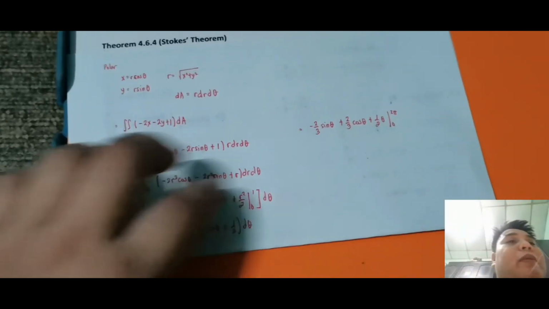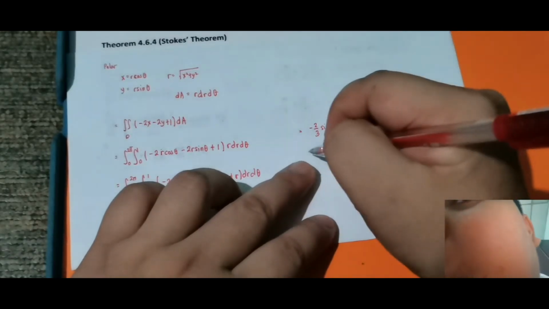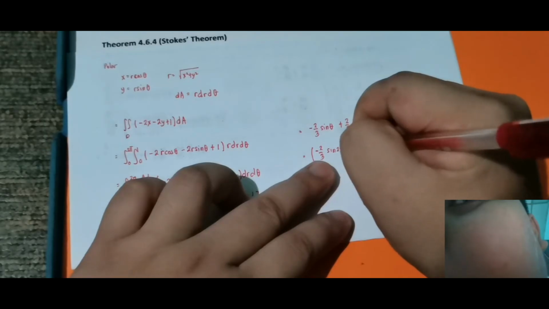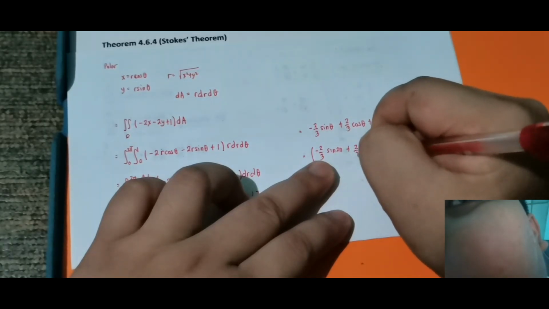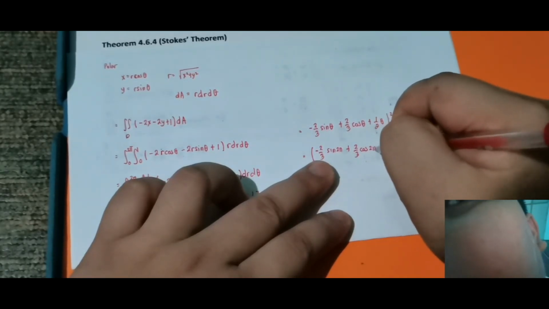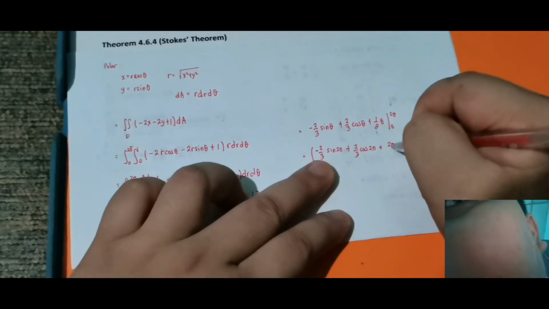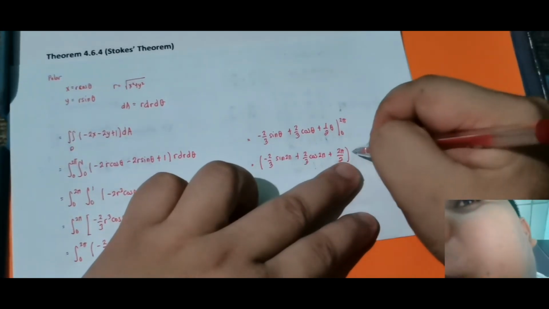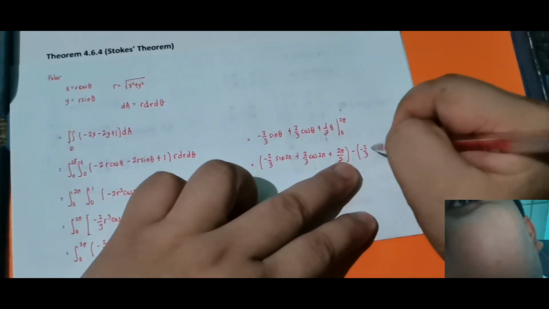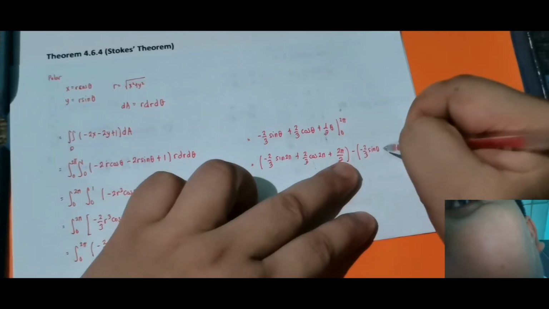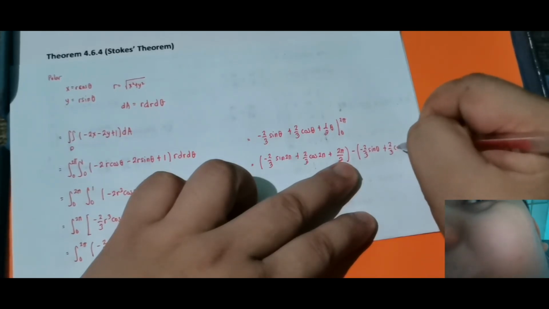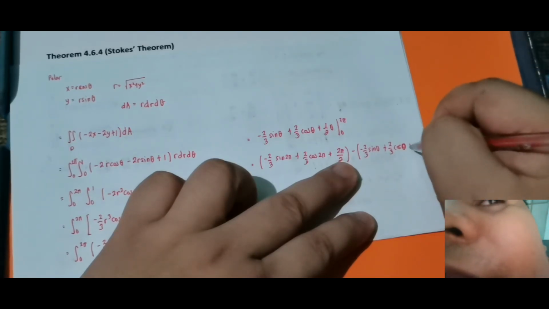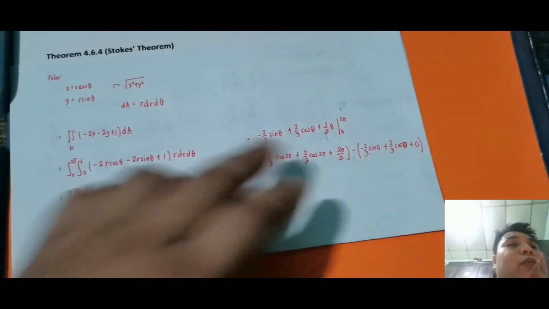Okay, so lastly, syempre i-apply natin yung mga yan, this is just simply negative 2/3 sine 2 pi plus 2/3 cosine 2 pi plus 2 pi over 2. O kasi 1 half theta o 1 half 2 pi. So this is just minus negative 2/3 sine 0 plus 2/3 cosine 0, then plus 0, kasi 0 times 1 half is 0.